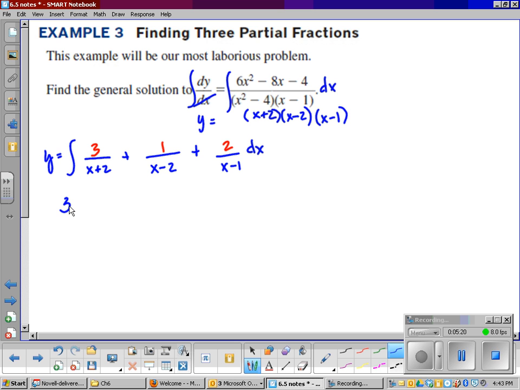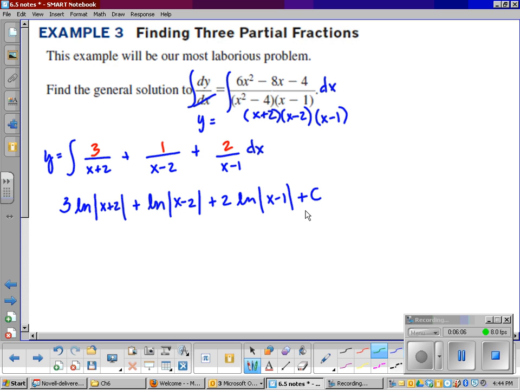So the antiderivative is going to be the constant multiple 3 times the natural log of the absolute value of the u, which is x plus 2. And then I'm going to have 1 times the natural log of this u, which is x minus 2, and then plus 2 times the natural log absolute value of x minus 1. If it helps you to write out every u substitution, then do that until you're comfortable with this being the antiderivative. If there's any number that's multiplied by x, here or here or here, then you need to go through that u substitution so that you get the fix on the du and the dx.